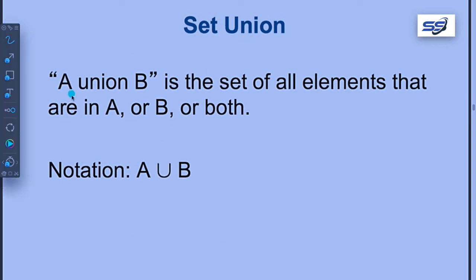Set union. A union B is the set of all elements that are in A or B or both.